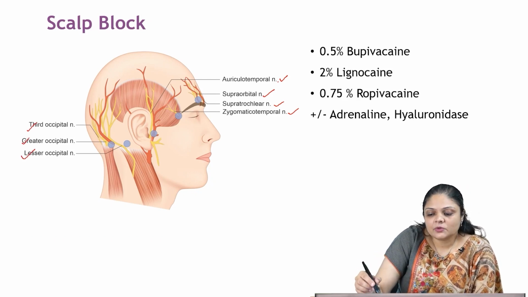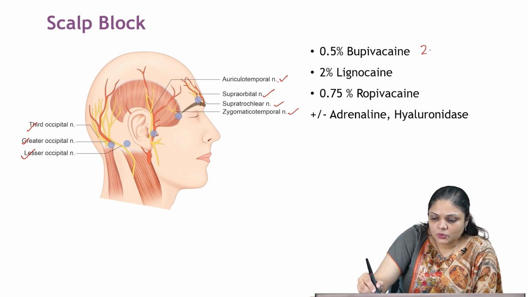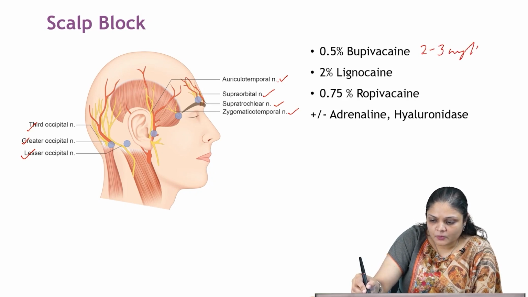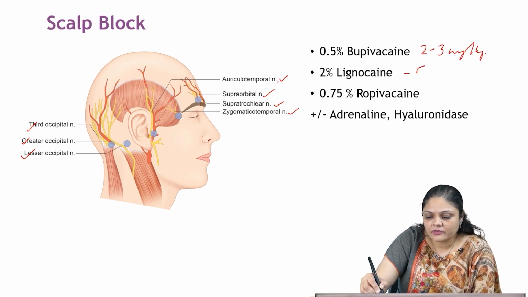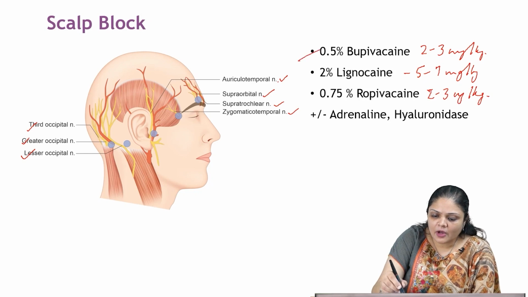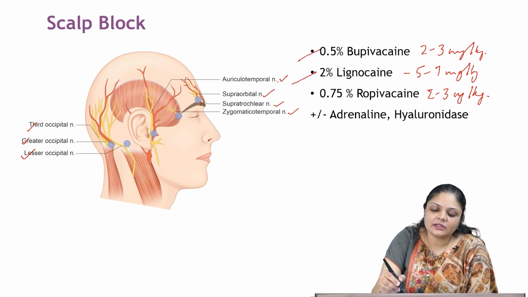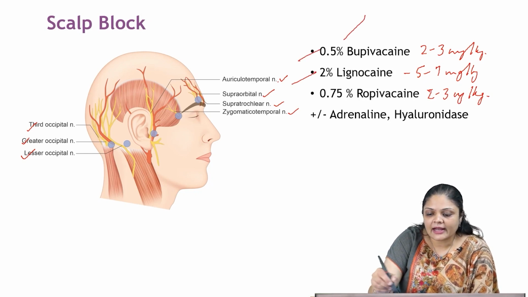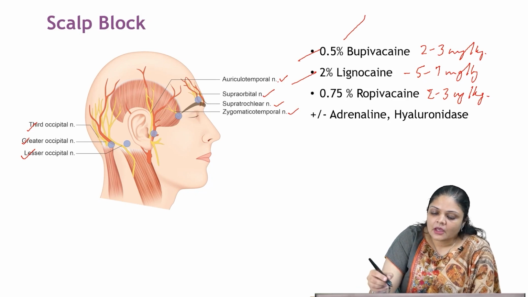The drugs which can be used are bupivacaine in 2 to 3 milligram per kg body weight, lignocaine 5 to 7 milligram per kg body weight, ropivacaine again 2 to 3 milligram per kg body weight. We generally prefer a combination of a long acting and a short acting so that the duration is longer and action is faster.